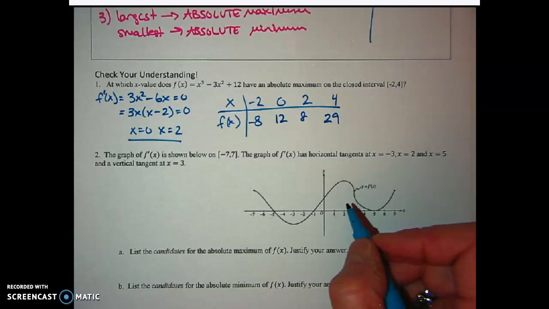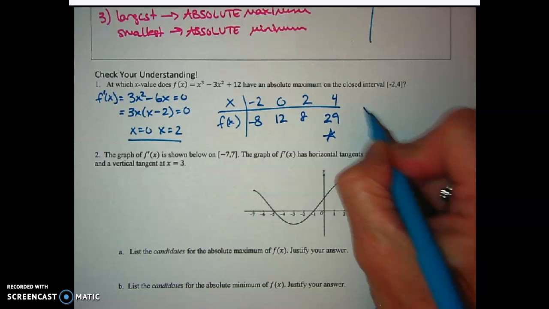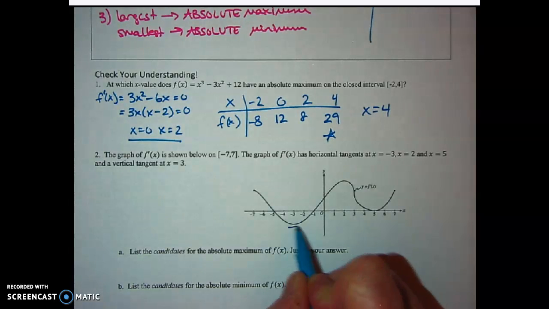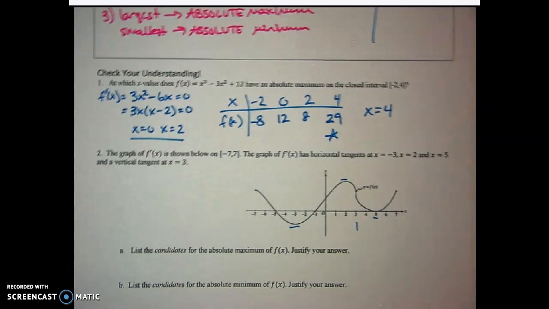It's asking for the absolute maximum. The absolute largest value is right here of 29. It occurs when x equals 4. Number 2, the graph of f prime of x is shown below from -7 to 7. Remember, this is the graph of f prime of x. It has horizontal tangents at x equals -3, x equals 2, and x equals 5, and a vertical tangent at x equals 3. List the candidates for the absolute maximum of f prime of x, and let's justify our answer.